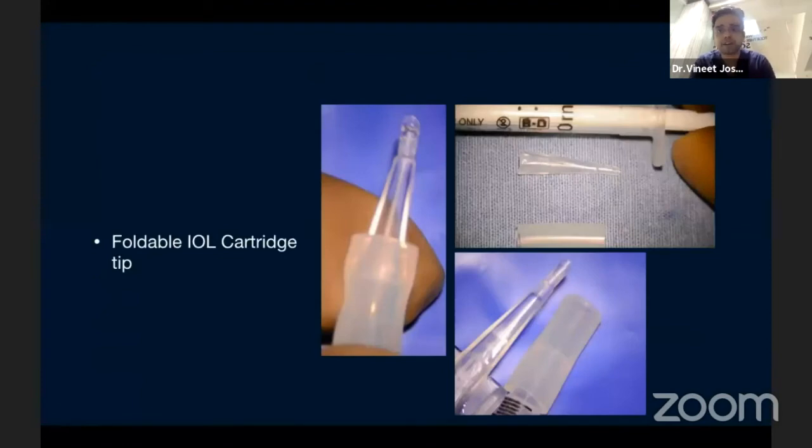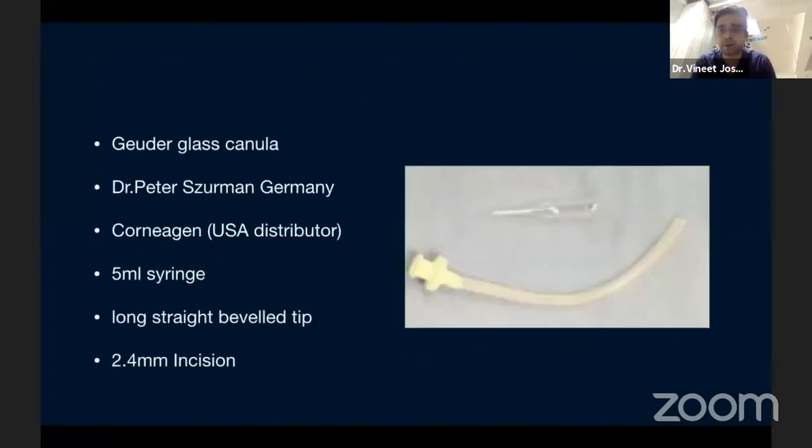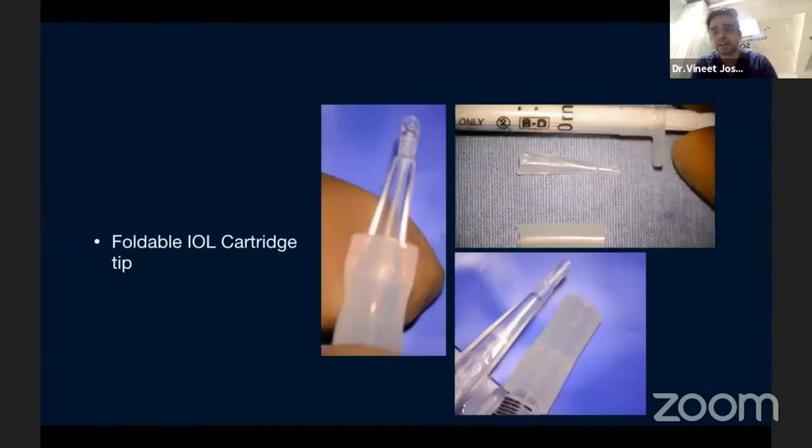What I wanted to highlight is there are other tubes like Goyder's tube, which is a straighter tube, not unlike the Melles tube, and it's also manufactured in Germany. But this can be connected to a 5 ml syringe and has a beveled tip, but you have to make sure that the tip crosses the pupil before you inject.